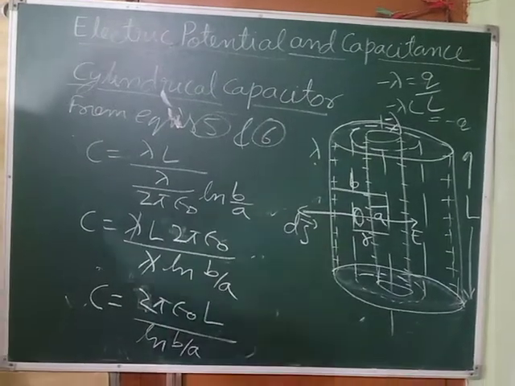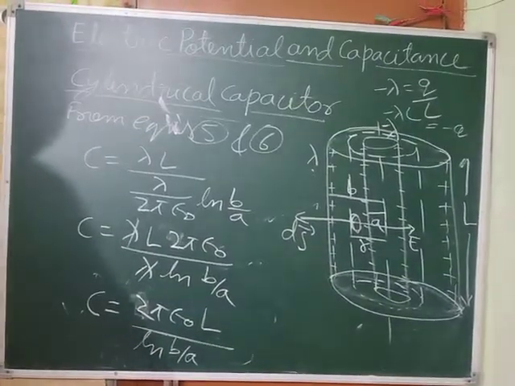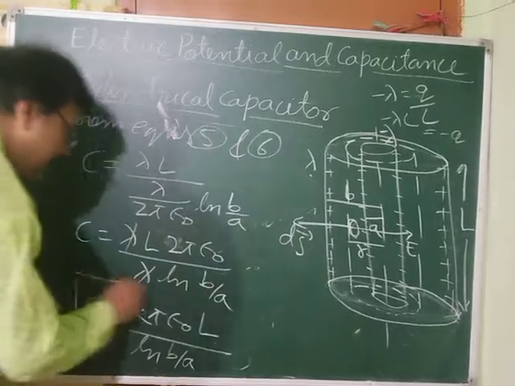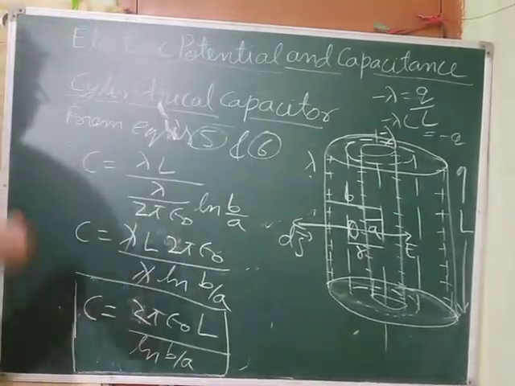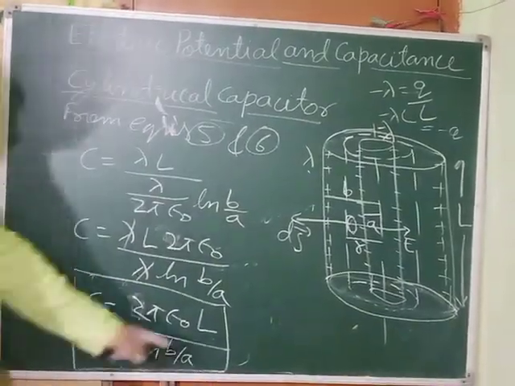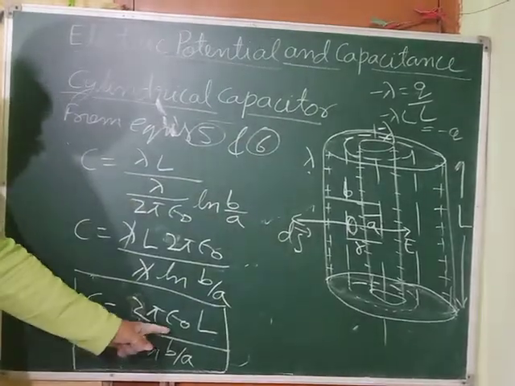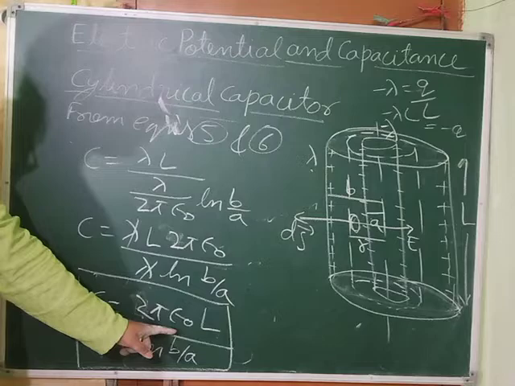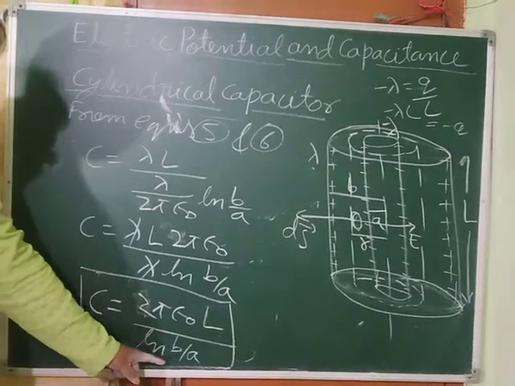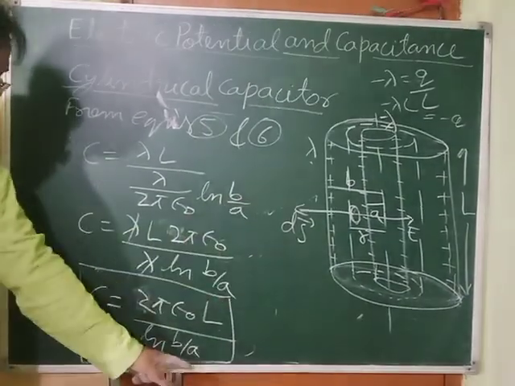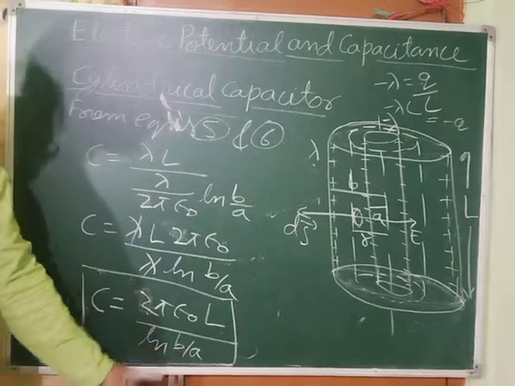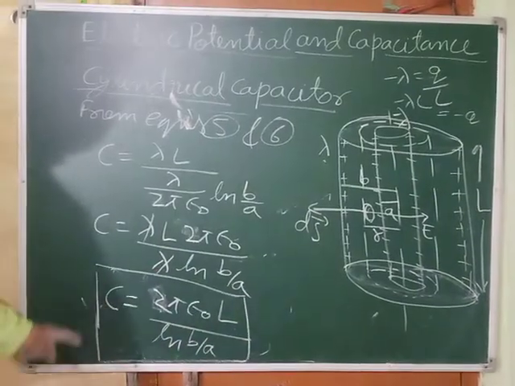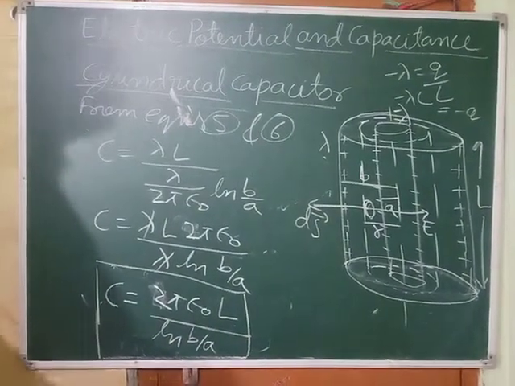So this is the expression for capacitance of a cylindrical capacitor, when the length of the cylinder is L and the space between them is filled with free space, that is air or vacuum, and the radius of the inner cylinder is A and the radius of the outer cylinder is B.